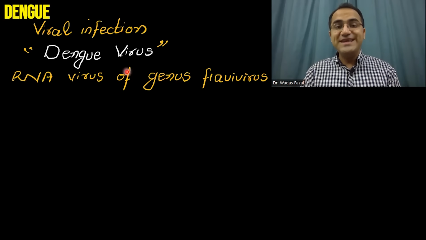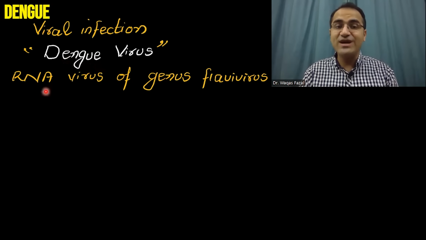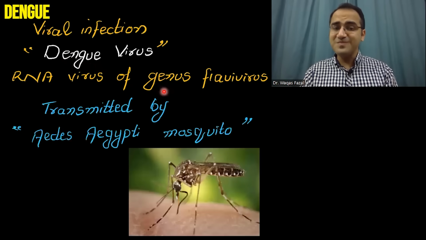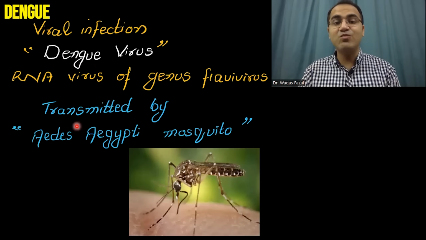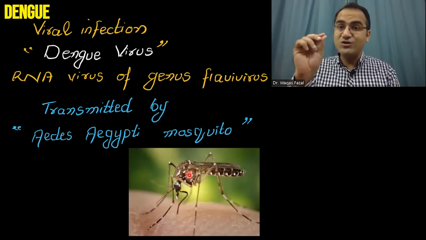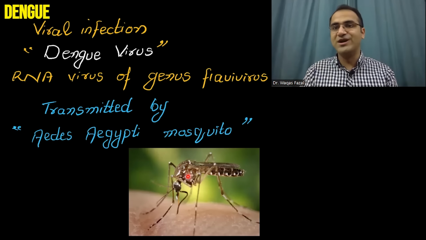First of all, dengue fever is a viral infection caused by the dengue virus. Dengue virus is an RNA virus of genus Flavivirus, and it is transmitted by the Aedes aegypti mosquito. Aedes aegypti mosquito has characteristic white and black stripes over it.